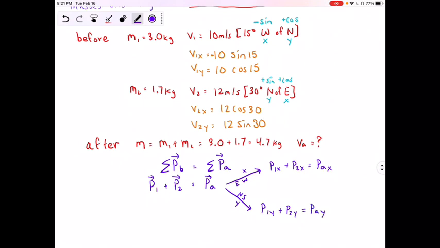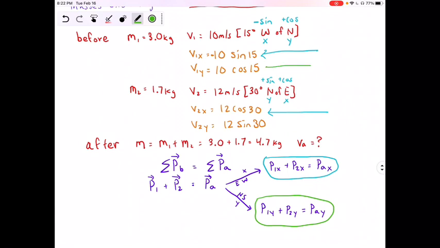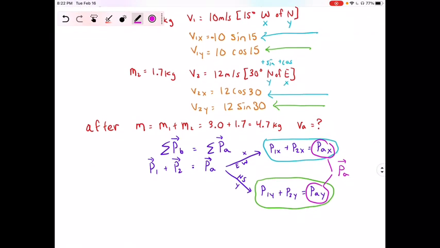So what we want to do is solve two separate problems. We want to solve the x problem using our x components, and we want to solve the y problem using our y components. And then once we've solved the x problem and the y problem separately for the x component of the momentum after and the y component of the momentum after, we combine them back into the total momentum after. So let's start with the x direction.